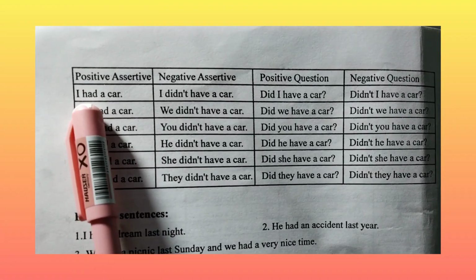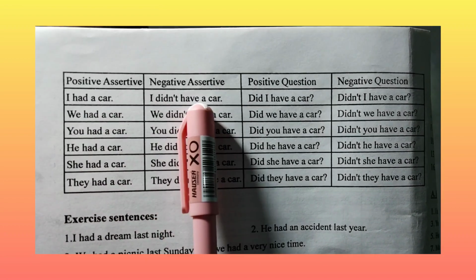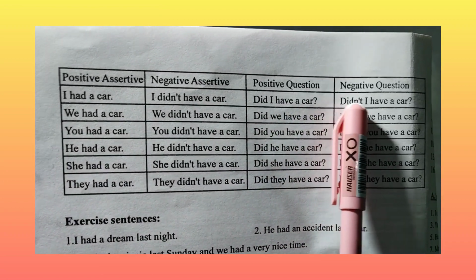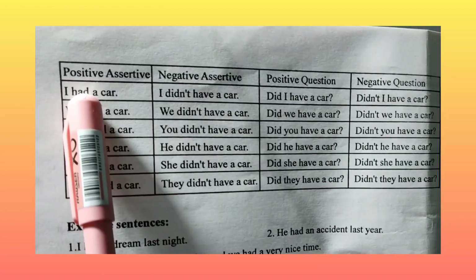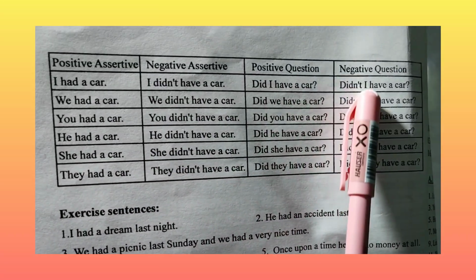Our first sentence is I had a car, mor ekhon gari asil. Negative, I didn't have a car. Question, did I have a car? Negative question, didn't I have a car? Mor ekhon gari asil, mor gari nasil, mor gari asil neki, mor gari nasil neki.